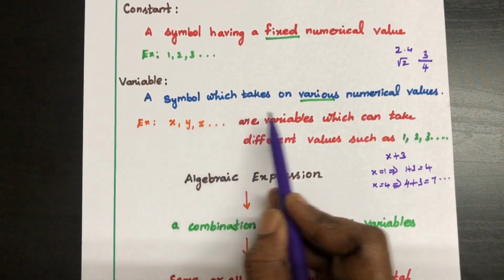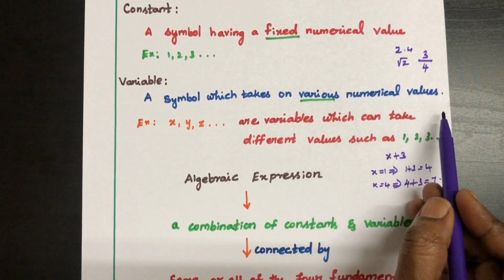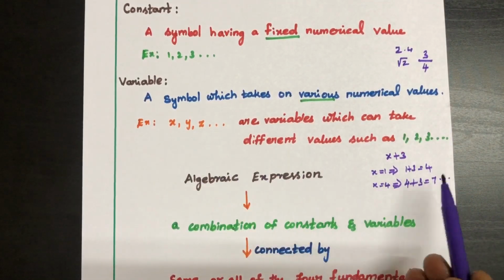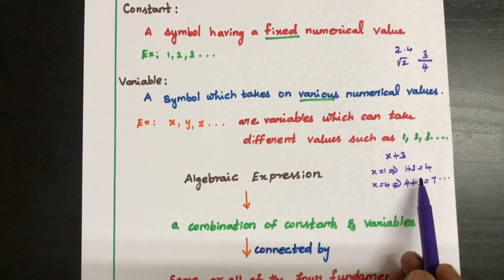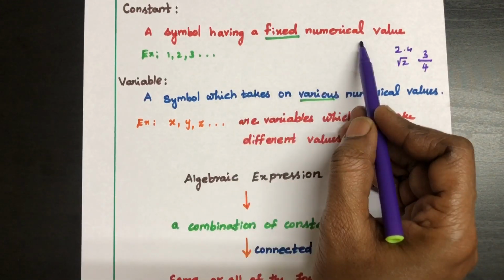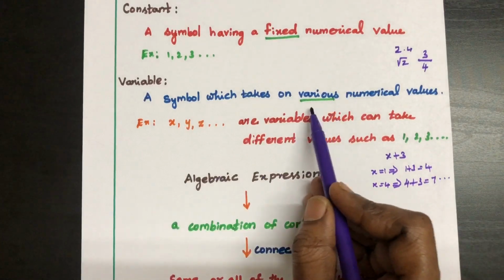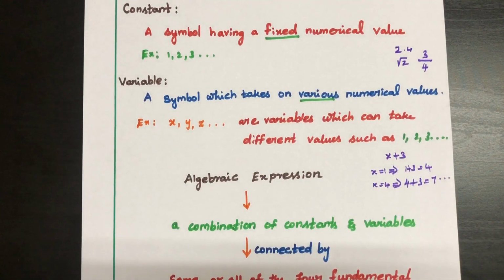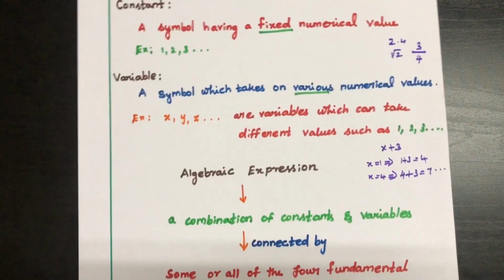A symbol which takes on various numerical values is called variable. It varies depending upon the inputs. So that's why it is called as variable. Constant means fixed numerical value. Variable means various numerical value. That is the difference. Just have it in mind.